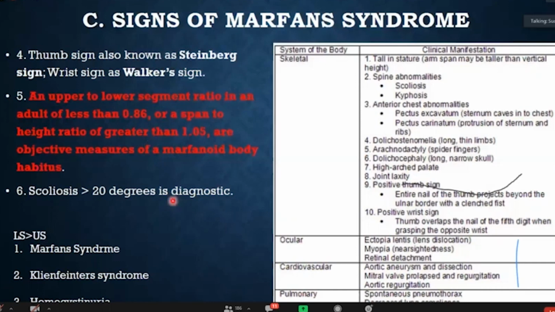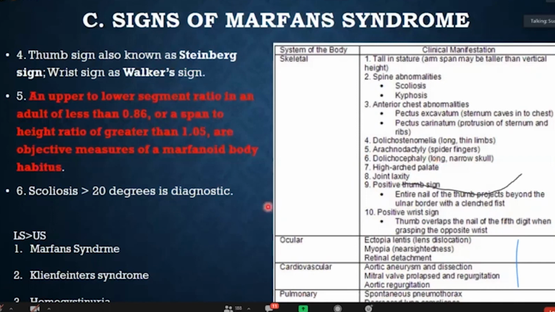So these two important points you should always remember: arm span to total height and upper segment to lower segment ratio. Lower segment more than upper segment, again you get in three diseases apart from Marfan's: in Klinefelter's and homocystinuria. And apart from that, where do you get lower segment equal to upper segment? Always remember, in acromegaly you can get a lower segment and upper segment equal, apart from the constitutional. And acromegaly, you know, is associated with other cardiovascular manifestations like hypertension or cardiomegaly. It can be associated.